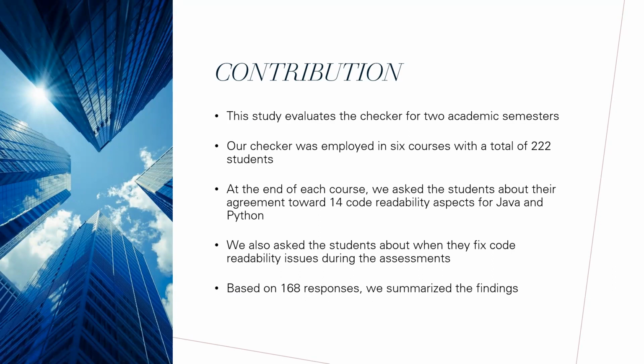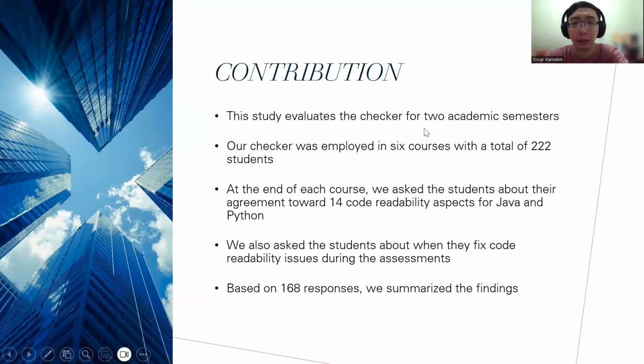And what is our contribution in this study? This study basically evaluates the checker for 2 academic semesters. Our checker was employed in 6 courses with a total of 222 students. At the end of each course, we ask the students about their agreement toward 14 code readability aspects for Java and Python. We also ask the students about when they fix the code readability issues during the assessment. Based on 168 responses, we summarize the findings.